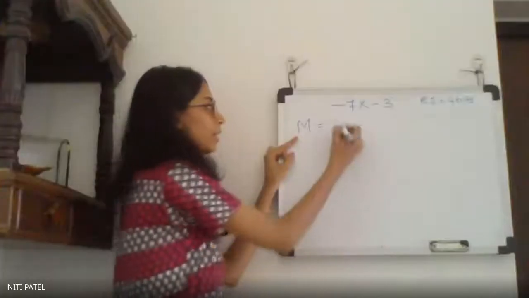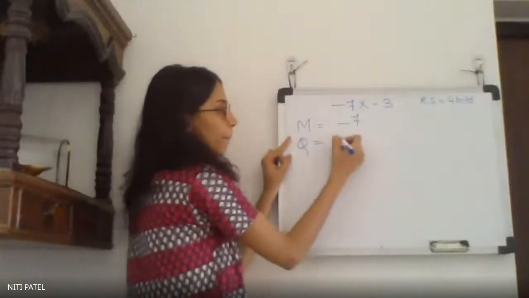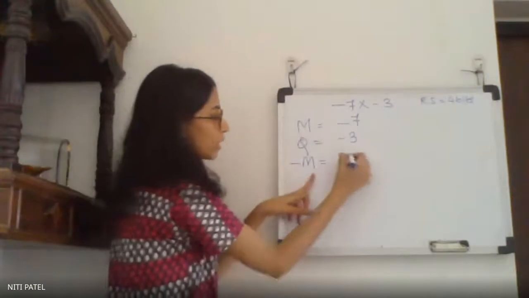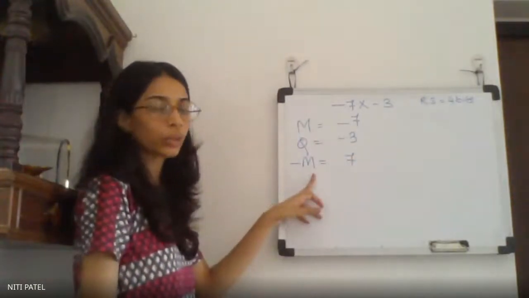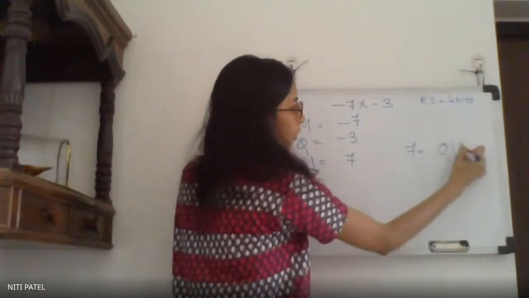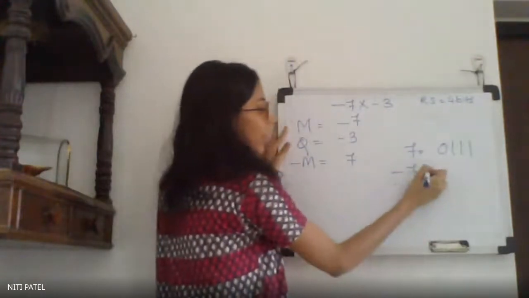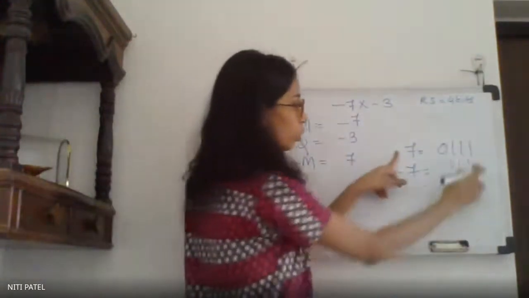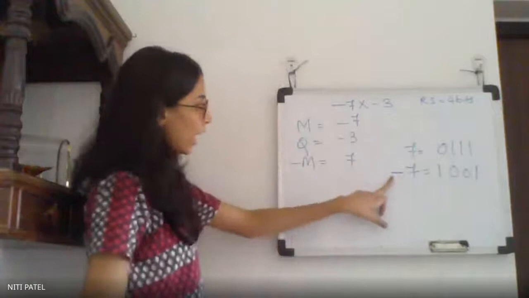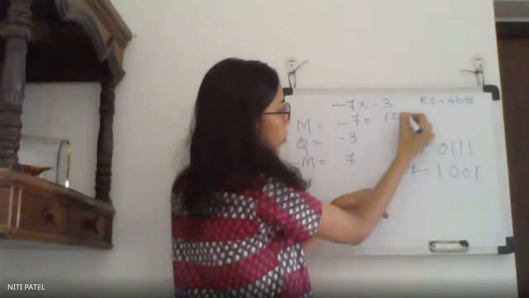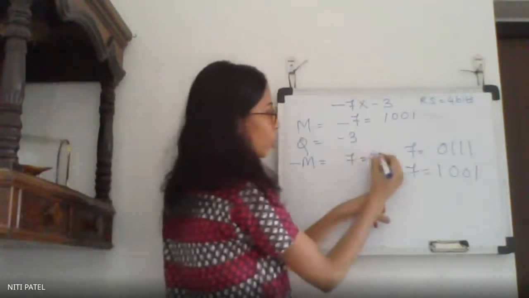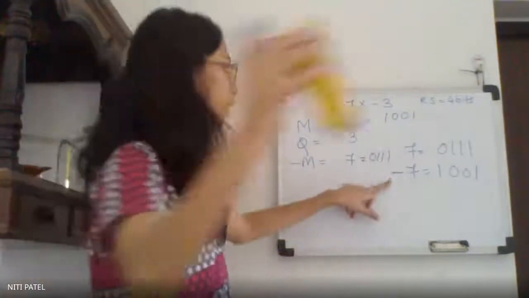M is -7. What is your q? -3. So what will be your minus m? Since the number is negative, your minus m will become positive 7. Okay. Now what you will do, first find the value of 7 in 4 bits. So it is 0, 1, 1, 1. Now if I want to find minus 7, it is 2's complement of 7. So what do I do? 1 as it is, this 0, and since the number is negative, so 1. So what is the value of m in binary? The value of m in binary is 1, 0, 0, 1. What is the value of minus m? That is binary of 7. It is 0, 1, 1, 1. Is this understood up till here?